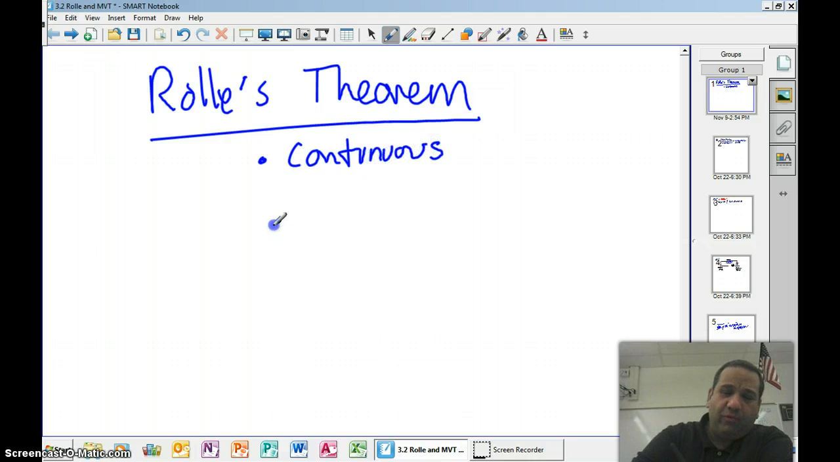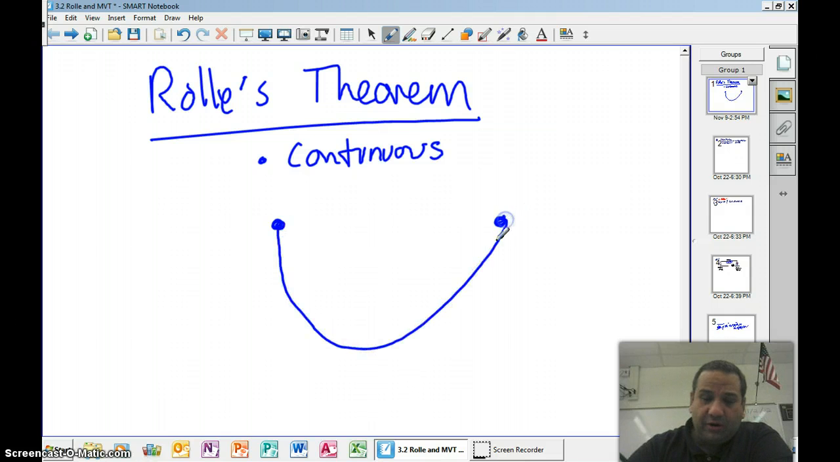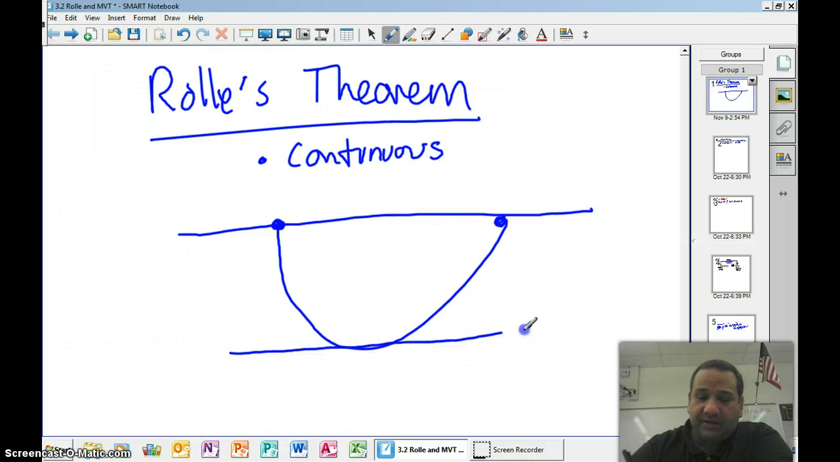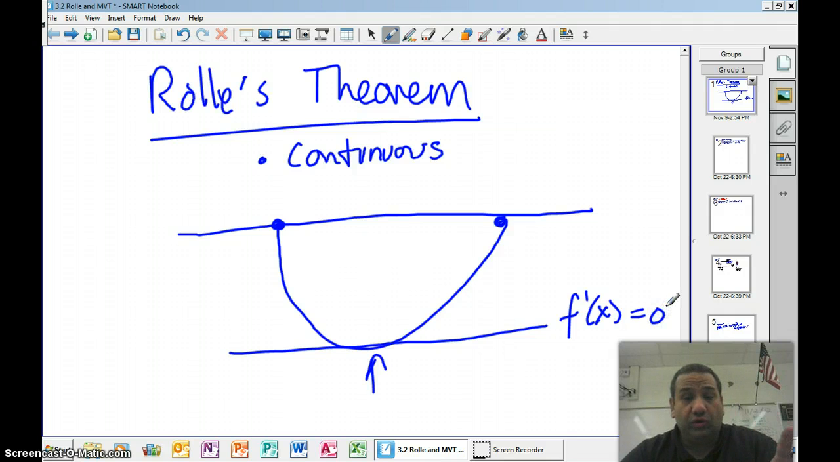If I have a point here and a point here, and it's continuous, it has to have a max or a min. That's what it says. So whatever happens here, there has to be a point, because this makes a straight line. There has to be a point somewhere here where the derivative of this function is 0. That's all Rolle says. These two must be equal, and this line must be horizontal.